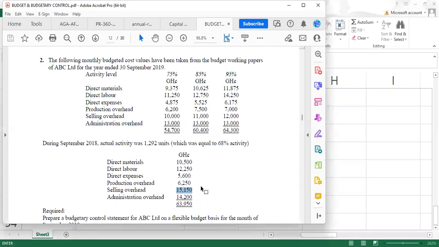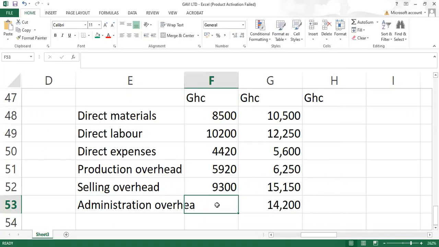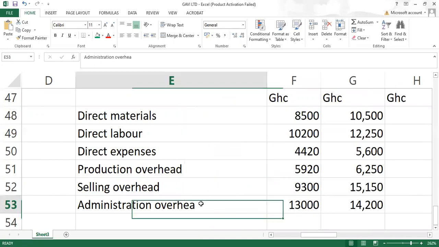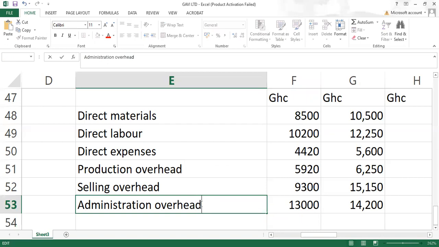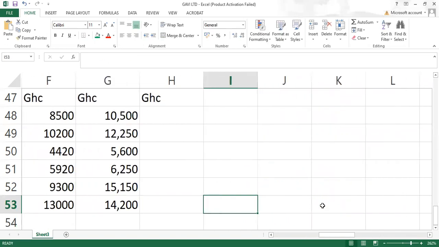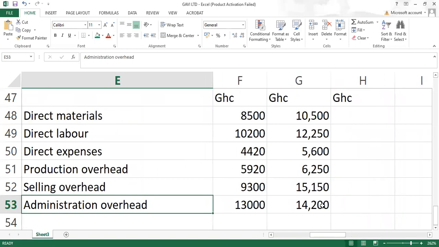I think that one is purely fixed. It's purely fixed. You can see that at every level it is 13,000. So it doesn't change anything. So we put the 13,000. If you do the difference, you get 0. You get a variable cost of 0. That should tell you that it is purely fixed. Are you okay? Okay, let's come and find our variance now.